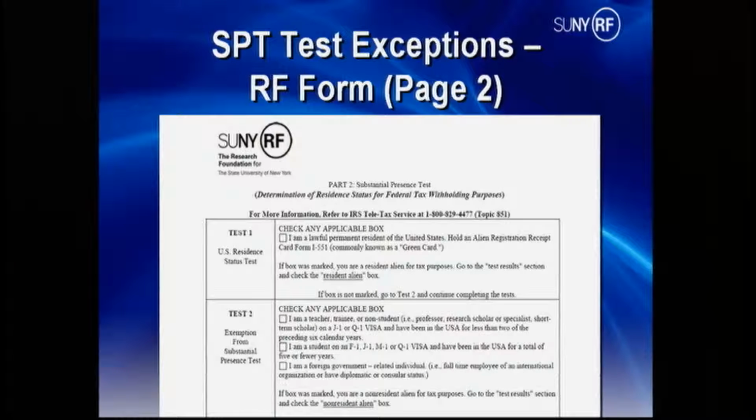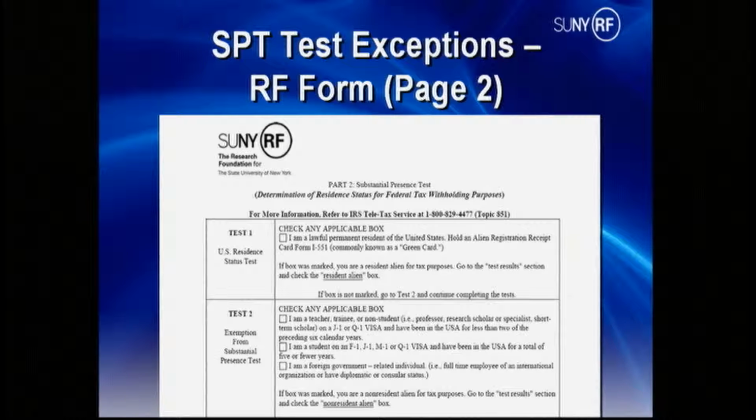So to show that, we have forms and tools available. I'm back to the request for alien information form. This is actually page 2. And test 1, test 2, test 3, we're actually going to show on the next slide. This is basically walking a person through the substantial presence test. The Research Foundation is ultimately responsible for that determination, but a person can certainly fill this out. If they don't, then we can utilize this test for that purpose.